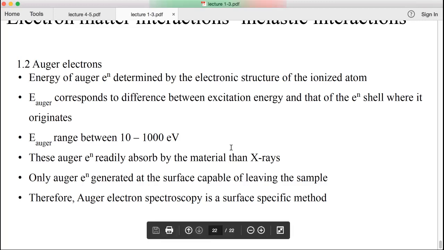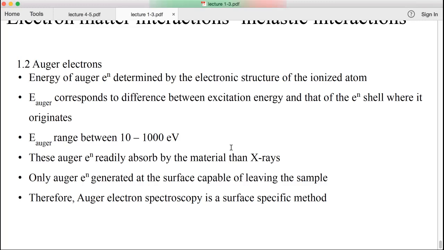Right, so this will wind up the electron matter interaction and the properties of the electrons. I will talk in more detail about sample and electron interactions when I talk about the SEM and TEM techniques. Okay, for now I'm winding up.